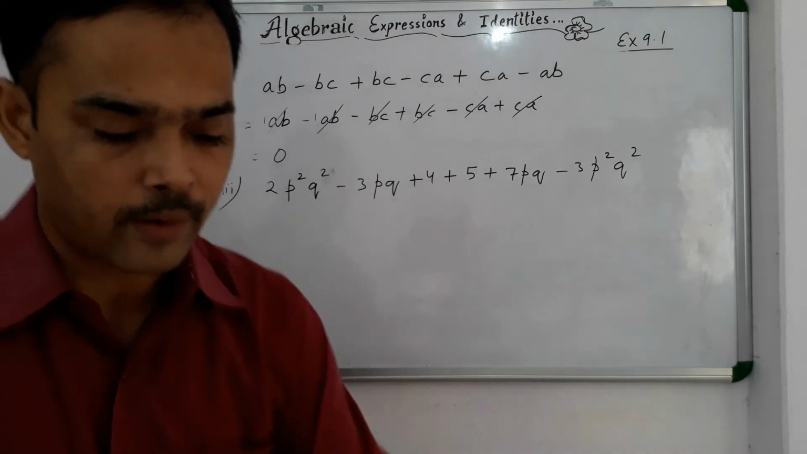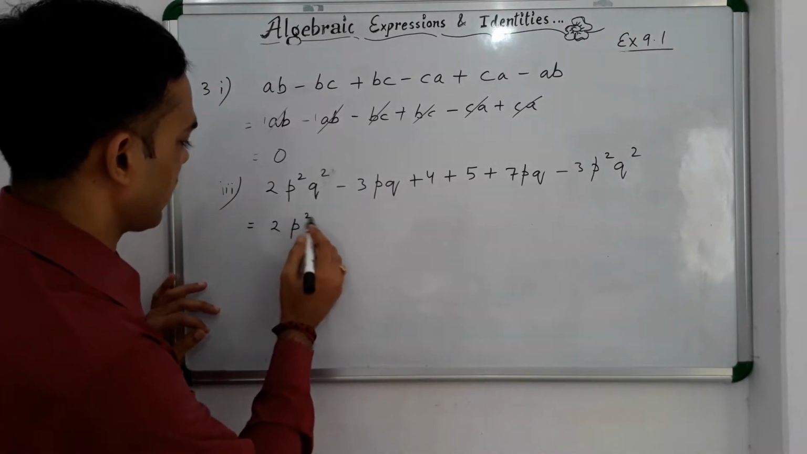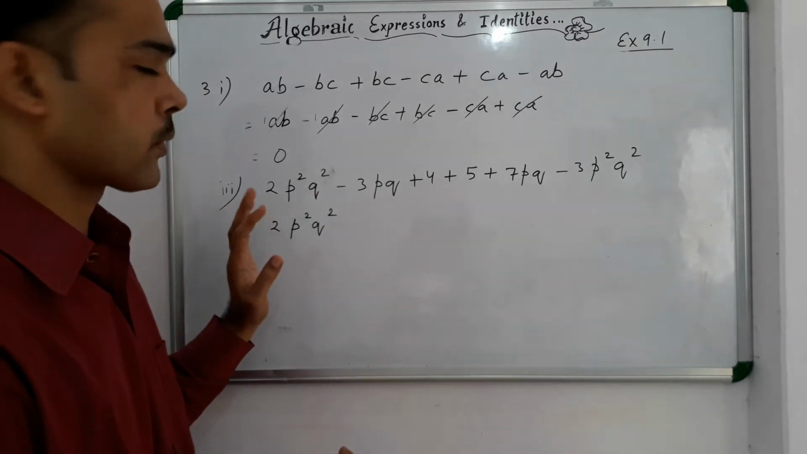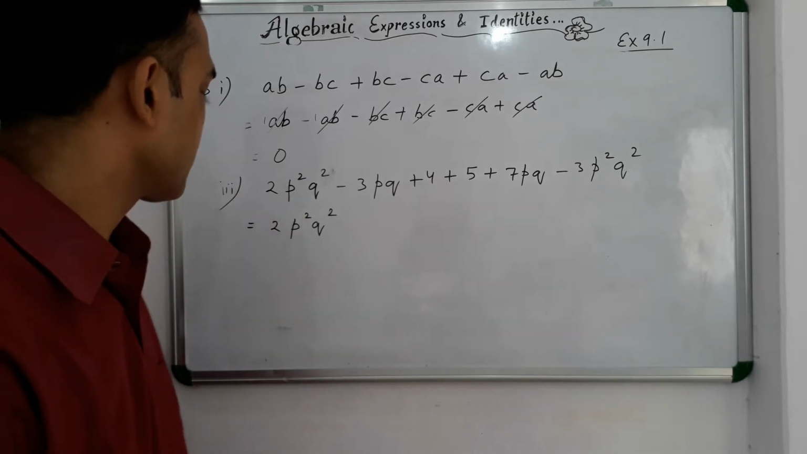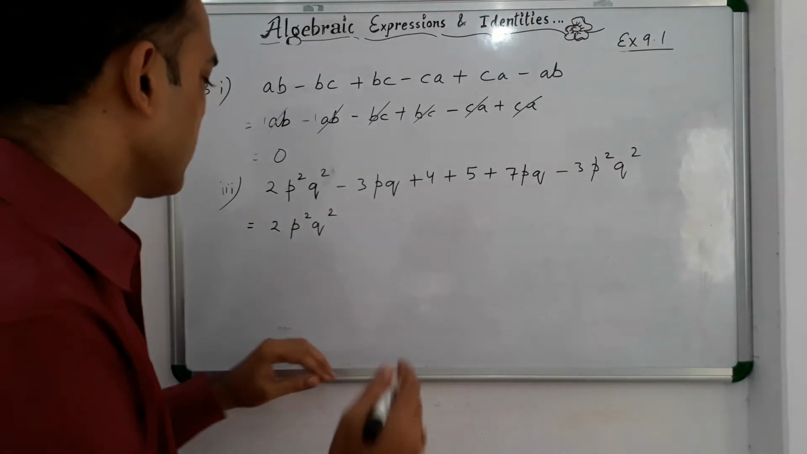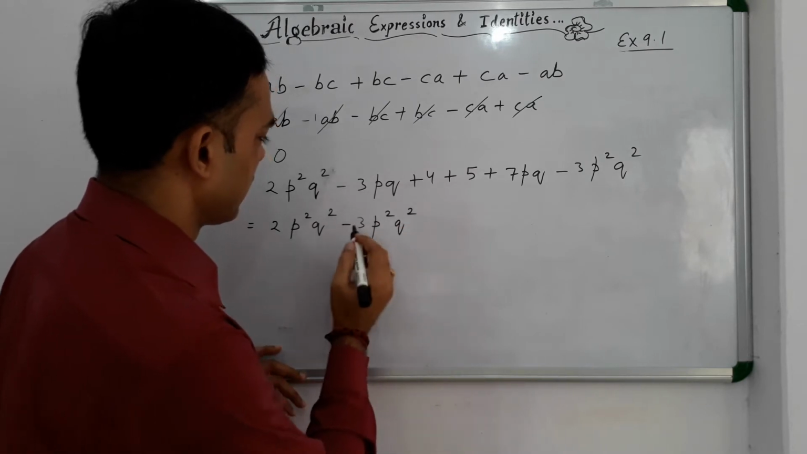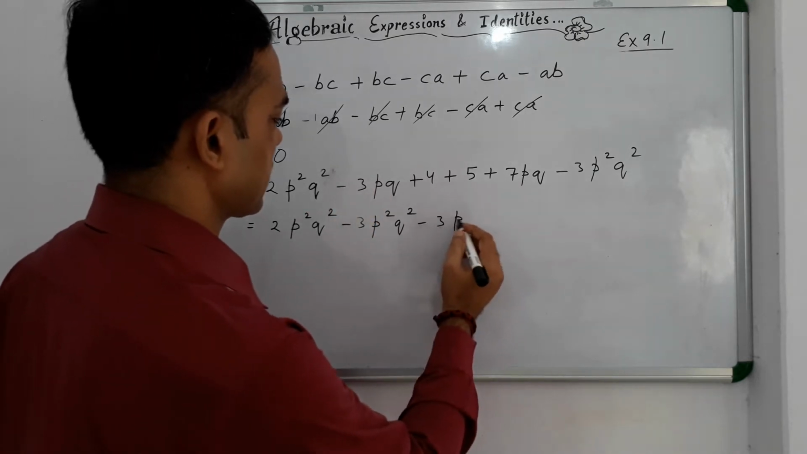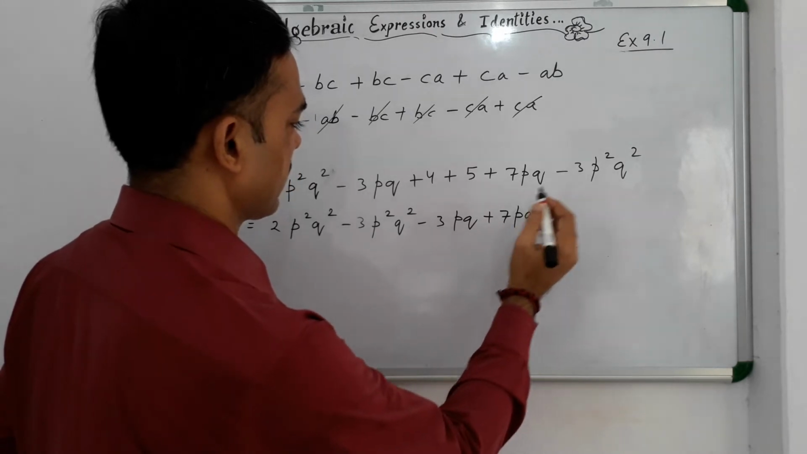Now let's begin from here, 2p square q square. Do you find this p square q square anywhere else? Because we have to arrange the like terms, for that we will have to search where the like terms are. So p square q square, where do you find it? You find it once again at the end. So it is minus 3p square q square. Then let's move on to this one. It is minus 3pq, and then you have plus 7pq here.